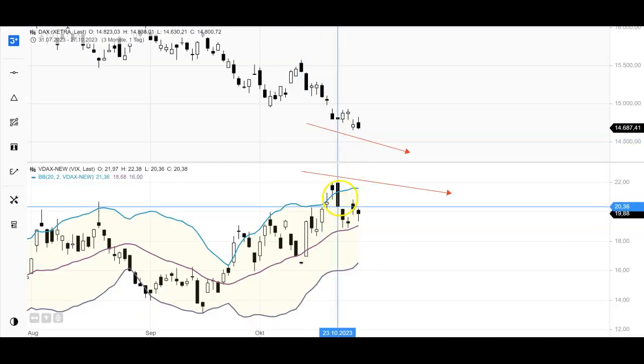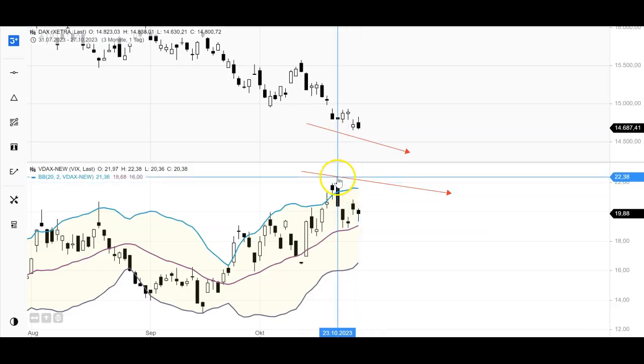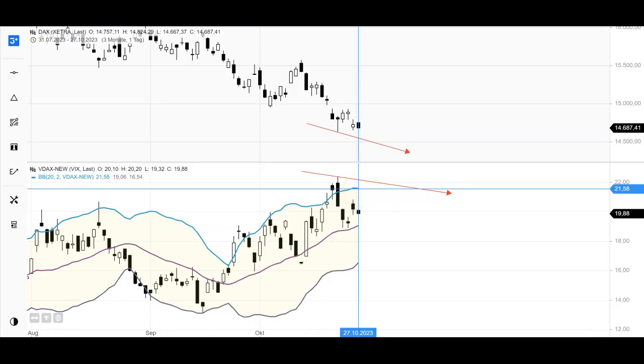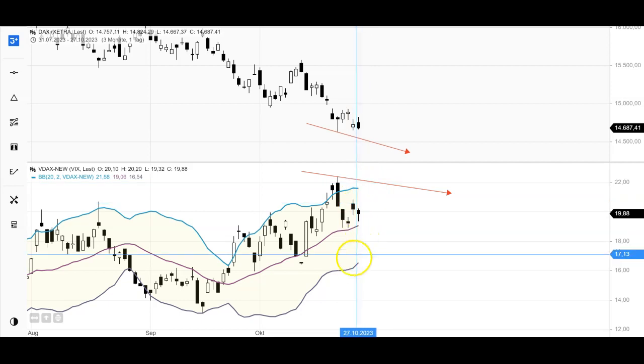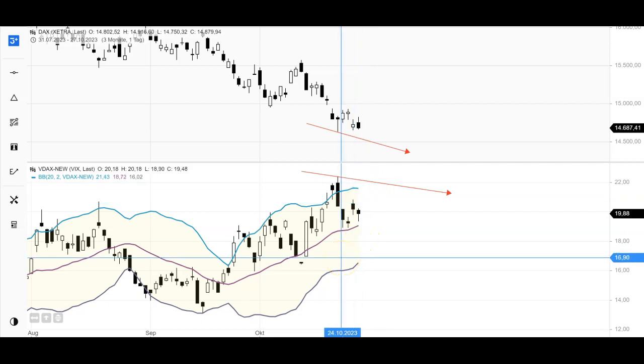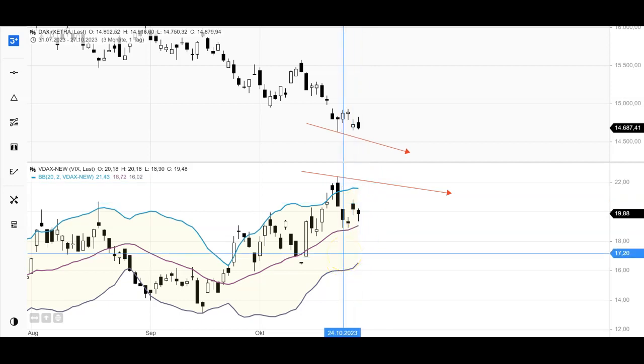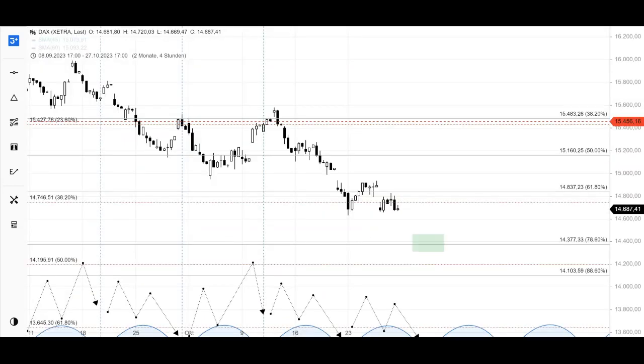And usually once we hop out of these Bollinger Bands at the VDAX, it's usually good for a 300 points rally as a minimum. Keep that in mind. And this one here is my last cycle chart.